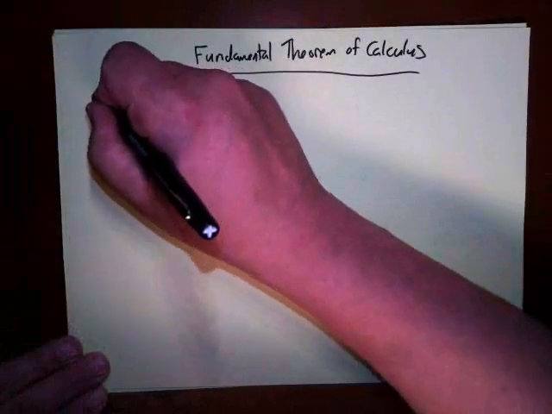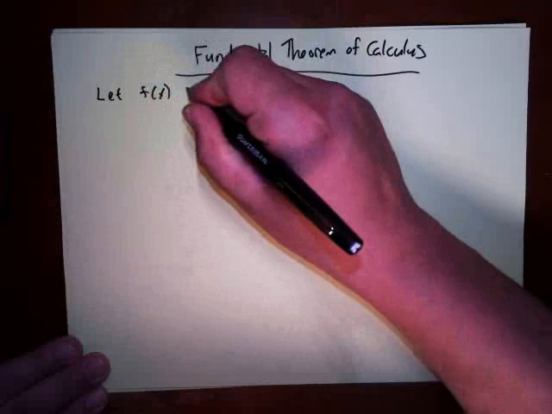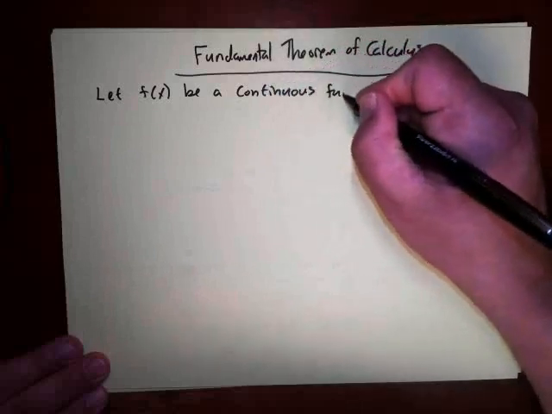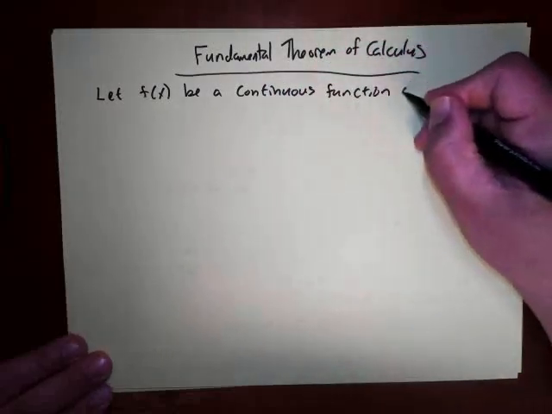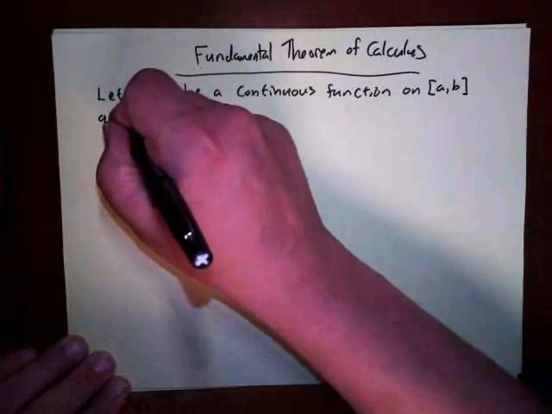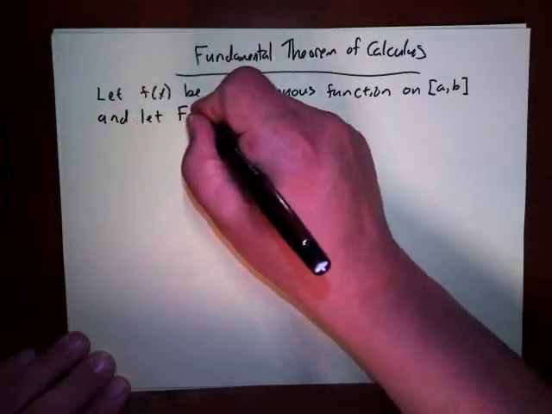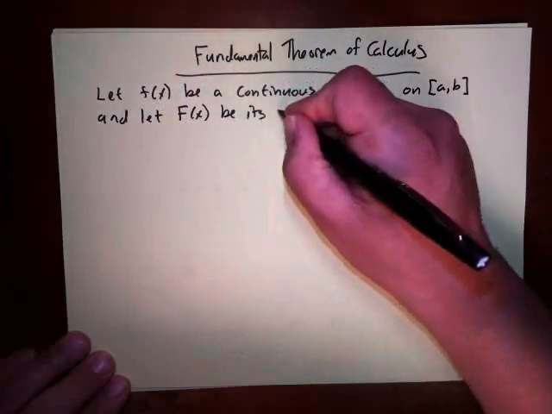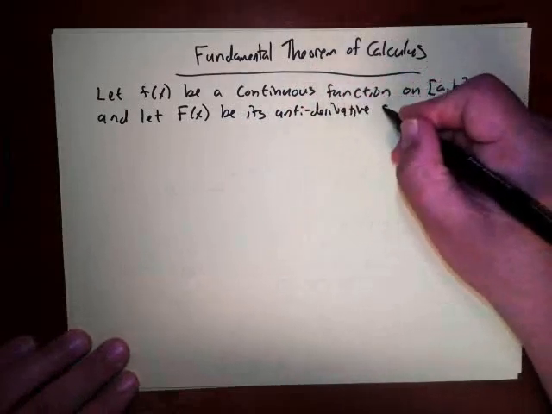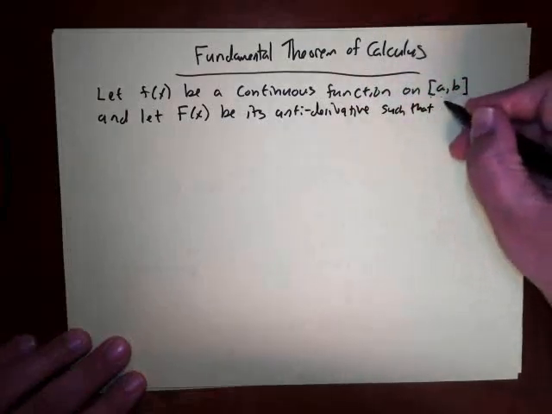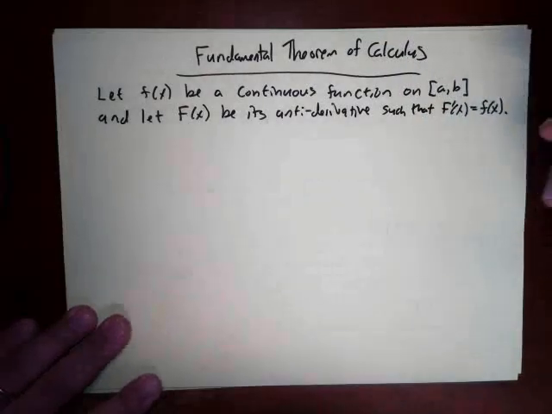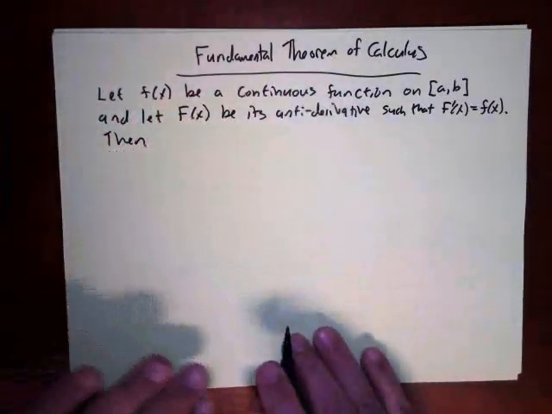So basically, let f of x be a continuous function on [a, b], and let capital F of x be its antiderivative, such that if you take F prime of x, you're going to get f of x. Then we have the following.